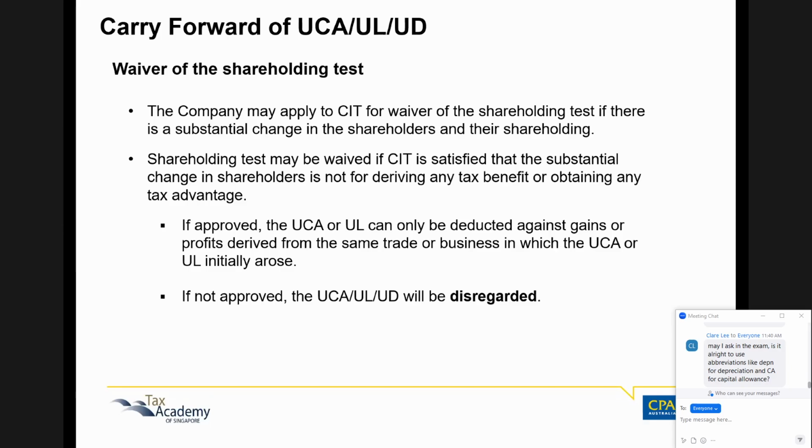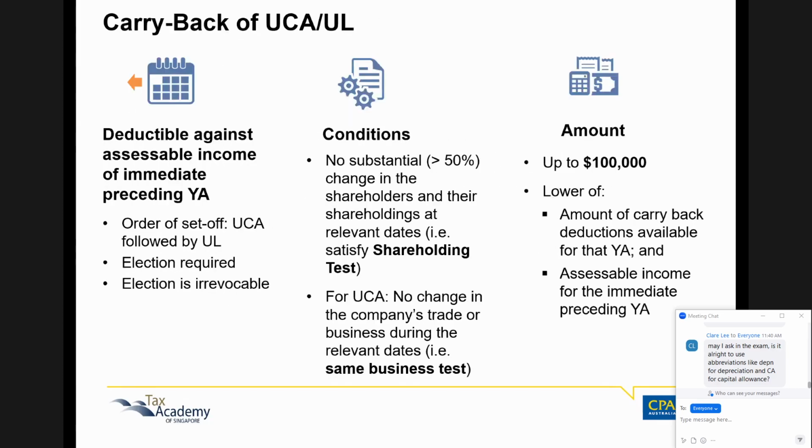Okay, but let's say the application is made and then the Controller is not satisfied, for example that there is no tax benefit and things like that, then the UCA and UL will be disregarded. Okay, I think this is more for info.